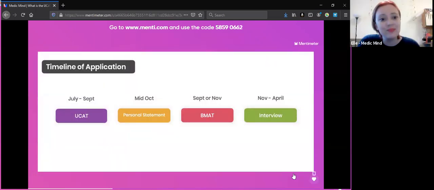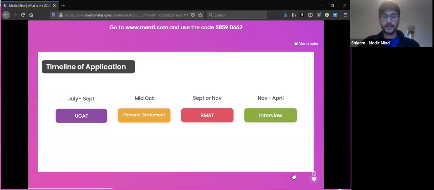Keep moving. We're going to move on next to the timeline of the application. Shivam, do you want to start off by talking us through this timeline very broadly? Yeah, absolutely. When do we first start? The first thing is the UCAT exam, isn't it? We can see there that it runs from July all the way to September. Off the top of my head, I believe it's the 29th of July all the way to the 29th of September, or it might be the 20th of July.